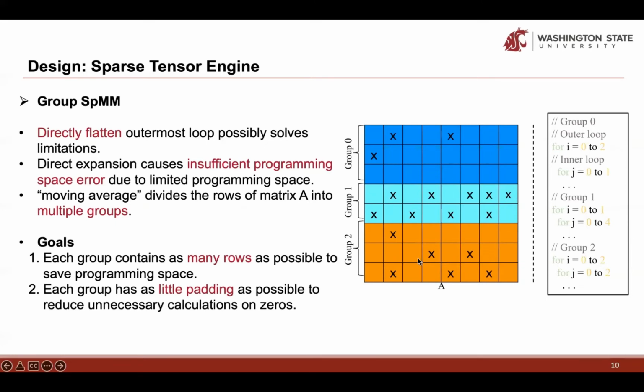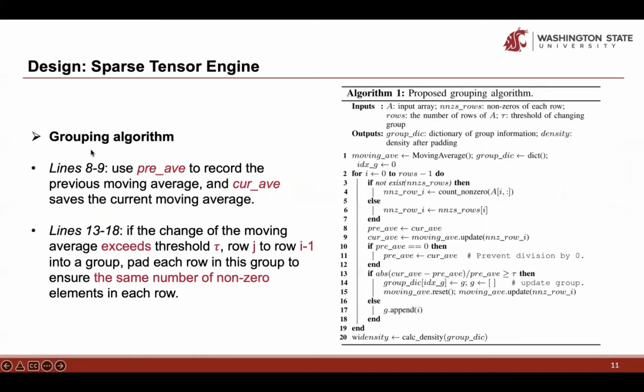So the goals are that each group contains as many rows as possible to save programming space, and each row has as little padding as possible to reduce unnecessary calculation on the rows. Then I will talk about the grouping algorithm.